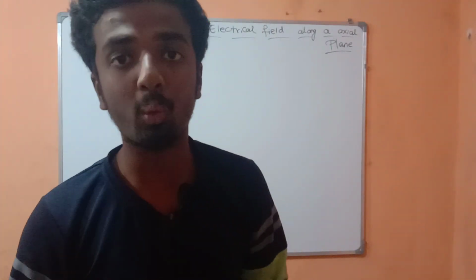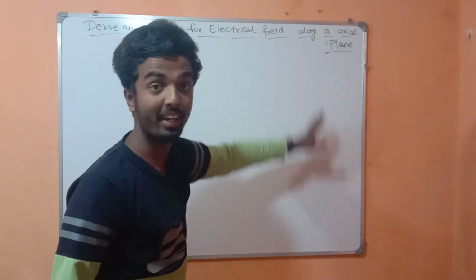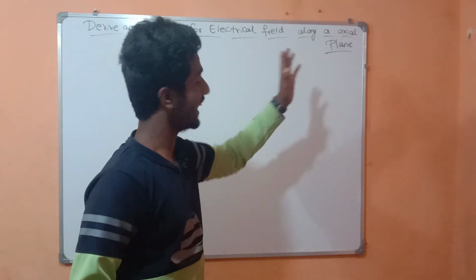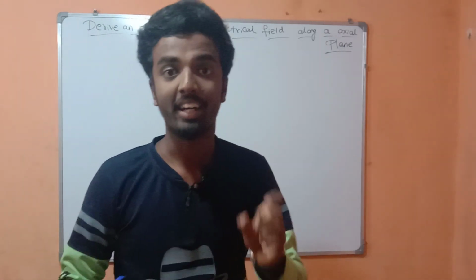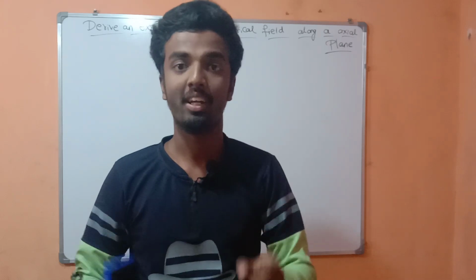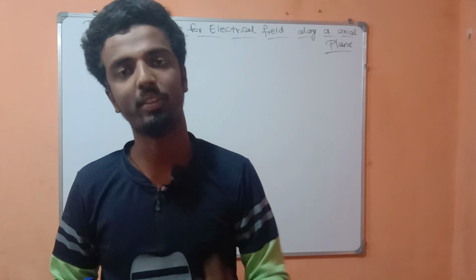Today we are going to discuss the derivation of the expression for the electric field along the axial plane. What do you mean by a dipole, children? Dipole means two, children. A dipole consists of a negative charge and a positive charge.